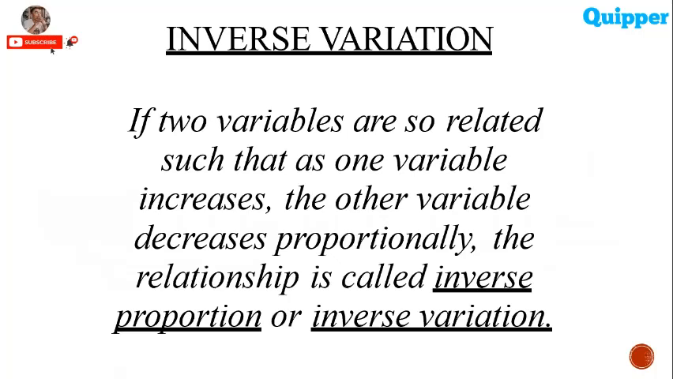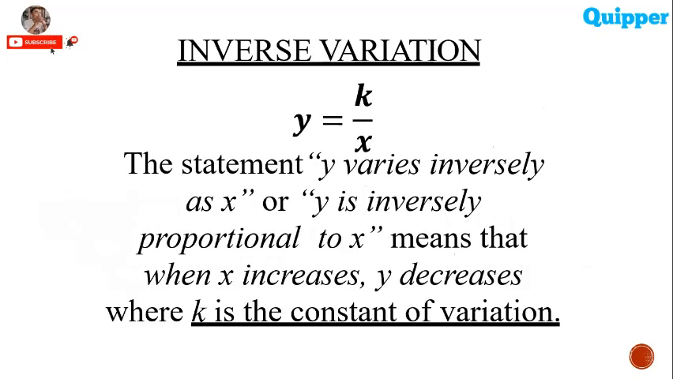If two variables are so related such that as one variable increases, the other variable decreases proportionally, the relationship is called inverse proportion or inverse variation. The statement y varies inversely as x, or y is inversely proportional to x, means that when x increases, y decreases, where k is the constant of variation. This is now the equation of variation for inverse variation: y is equal to k over x.